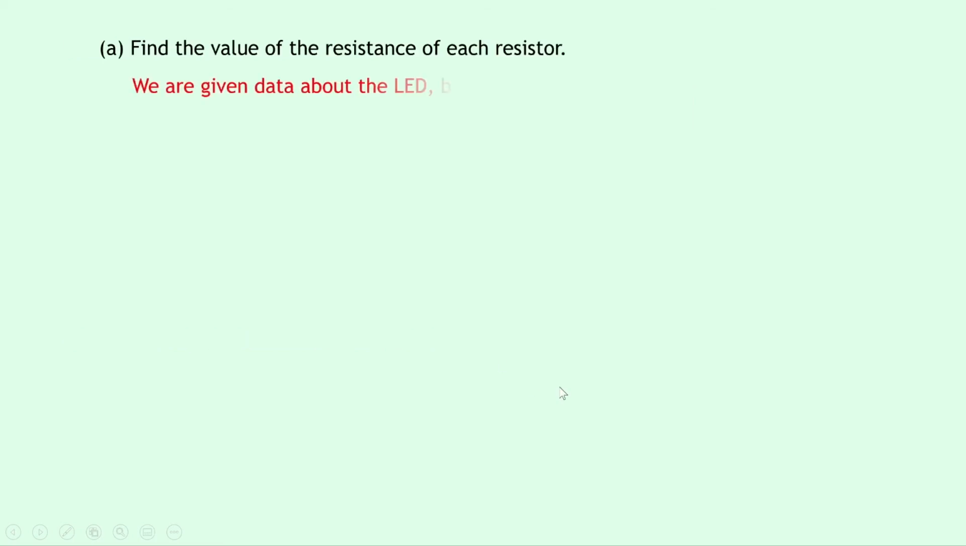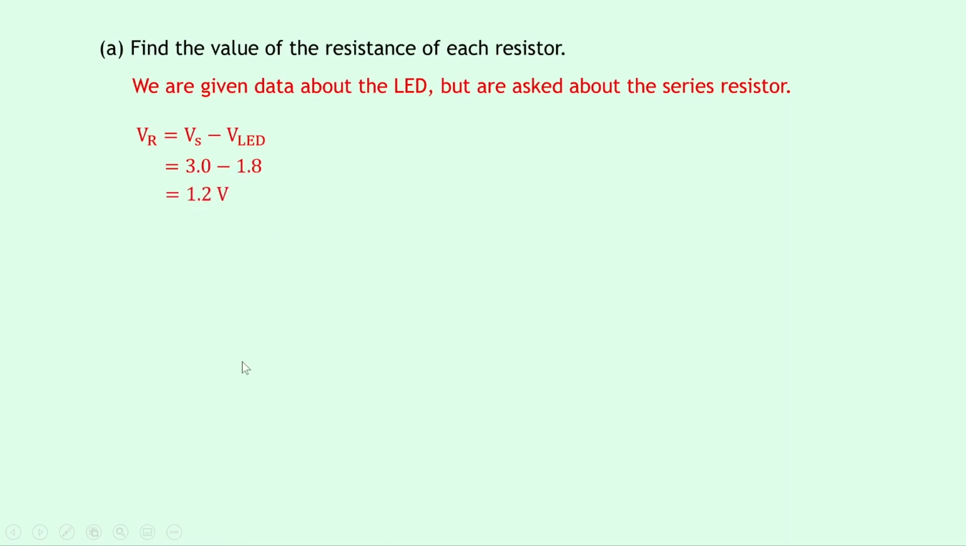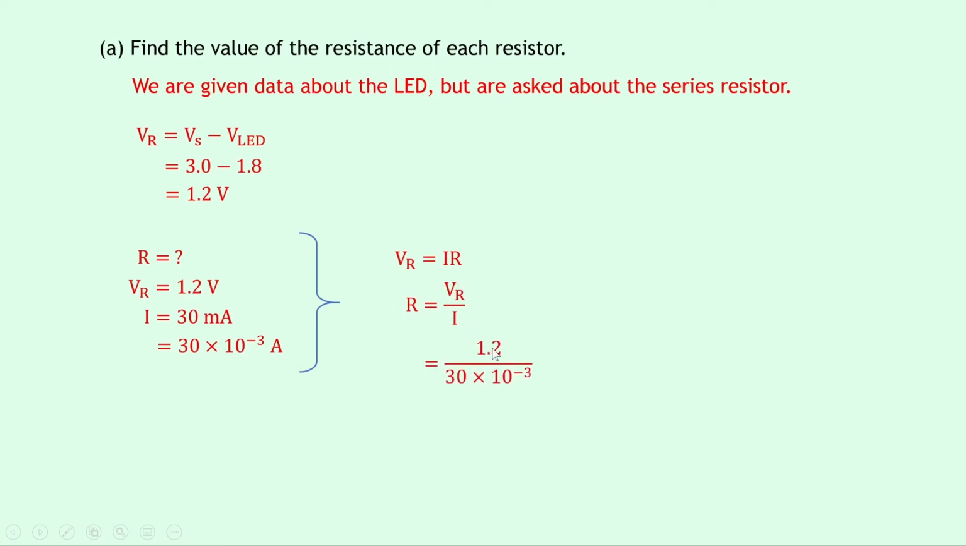So writing down our working then, we're given data about the LED, but are asked about the series resistor. So VR equals Vs minus VLED, and substituting in the numbers we get 3 minus 1.8, which is 1.2 volts as I said earlier. And so writing down what we know, we're trying to find R. We know that VR is 1.2 volts and the current is the same as the current passing through the LED, which is 30 milliamps. So this is the same as 30 times 10 to the minus 3 amps. So writing down the equation, we get VR equals IR. Rearranging for R, we get R equals VR over I, and substituting in the numbers gives us 1.2 divided by 30 times 10 to the minus 3, which if you put into your calculator, gives an answer of 40 ohms.